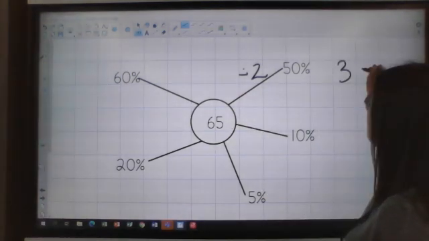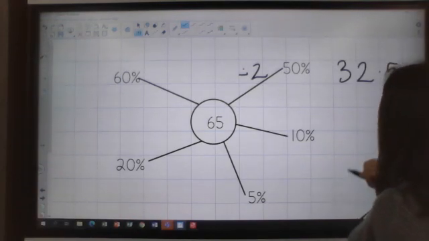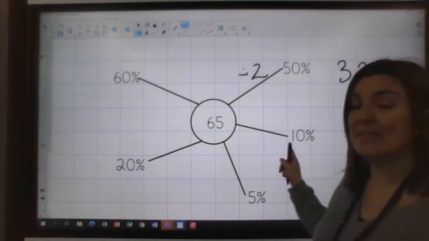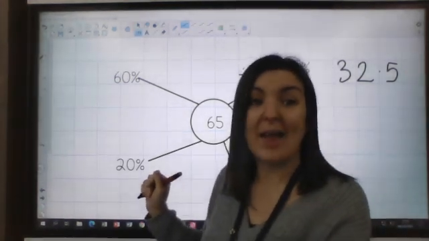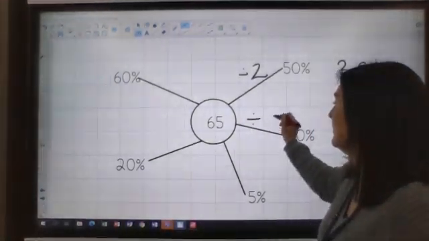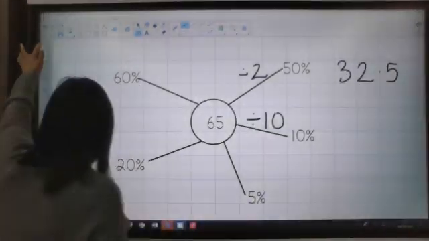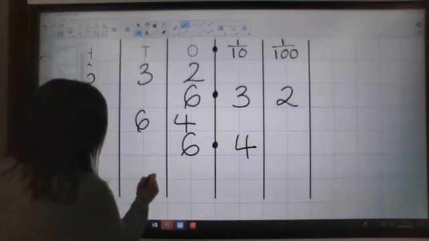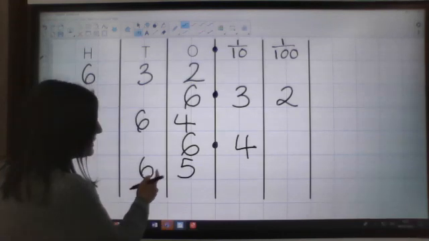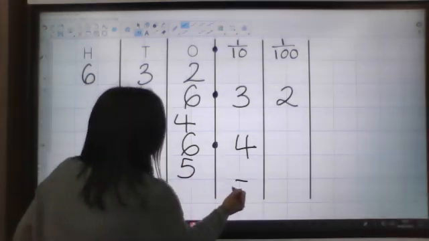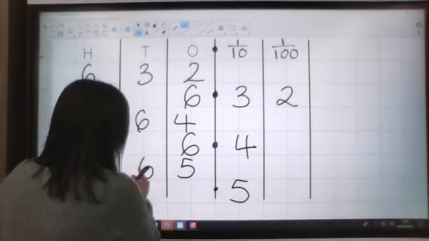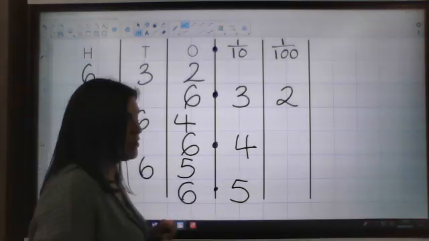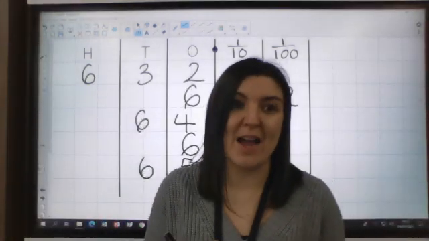So it would be 32.5. Okay, then 10%. Remember, it's divided by 10. Now, if you're not sure, go back to your place value. So I had 65. Dividing by 10 is moving one place. So the 5 goes into the tenths, the 6 goes into the ones. So it would be 6.5.